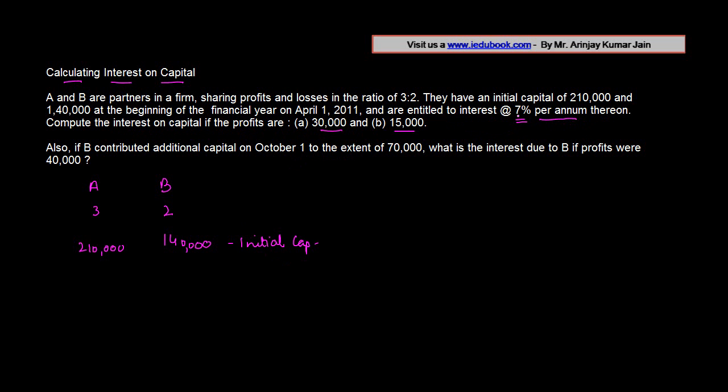So let us first calculate the interest on capital. Now we are told that the interest on capital is 7% per annum. A's interest will be how much? The capital which A has is 210,000, right? 210,000 into 7% per annum, so into 7 divided by 100. This 0 will knock off these two 0s. 7 multiplied by the balance, which is 2100, will give you how much? 7 times 1 is 7, 7 times 2 is 14.